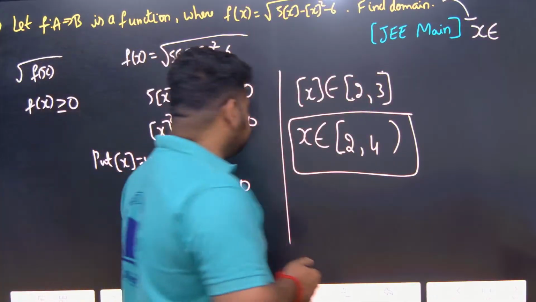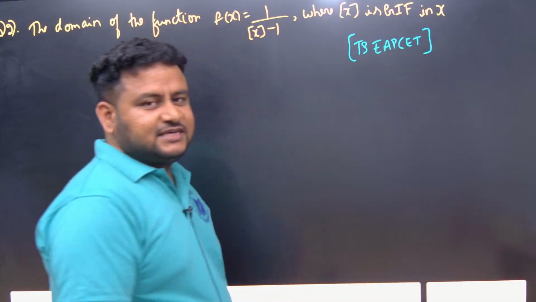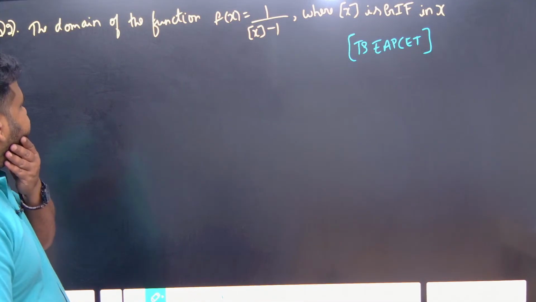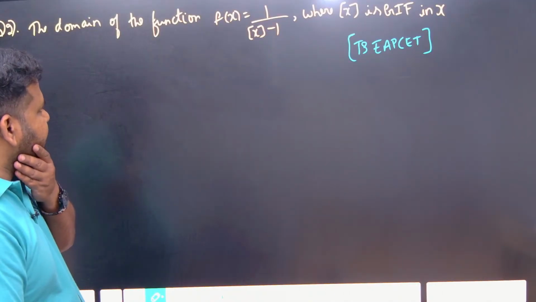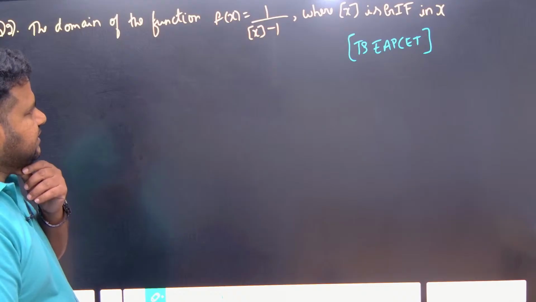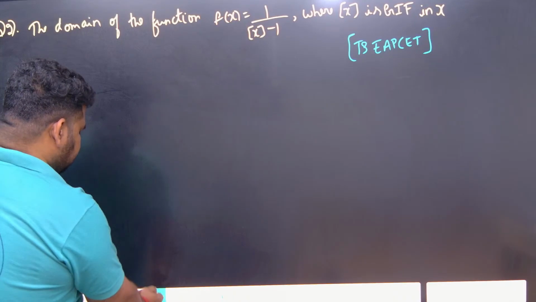So let us proceed. Next question. Next question is from TS EAPCET, that is a state entrance exam we write in Telangana. So they are asking the domain of the function f of x. F of x is given by 1 by step of x minus 1, where step of x is the greatest integer function in x. So they are asking again the domain of the function.